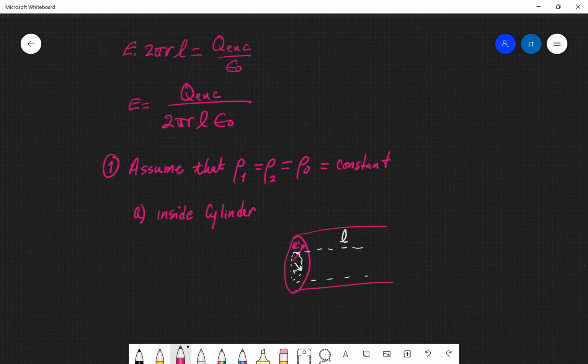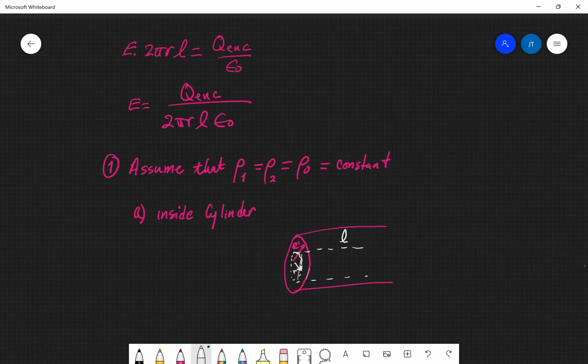If rho inside this cylinder is constant, then the amount of charge is just the density times the volume of this Gaussian cylinder. This is how you compute, for example, mass. Mass is density times volume, but here you're assuming density is uniform. So whatever volume you have, you multiply the density by that, and you get the mass. Same thing here.